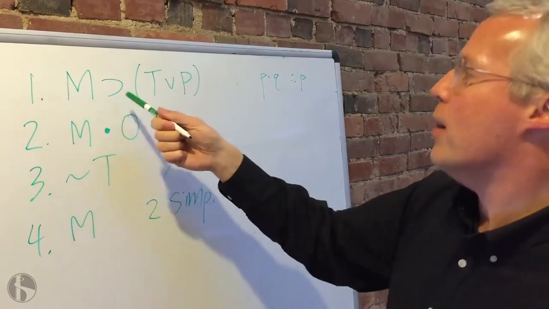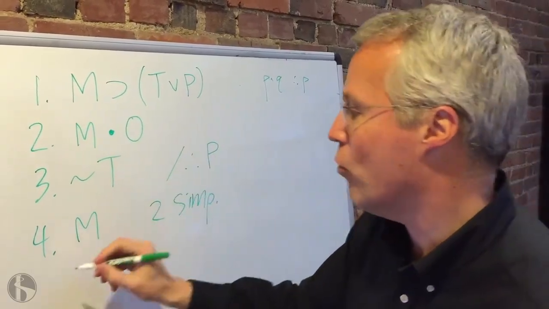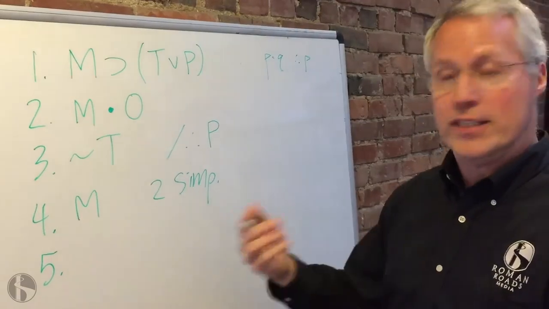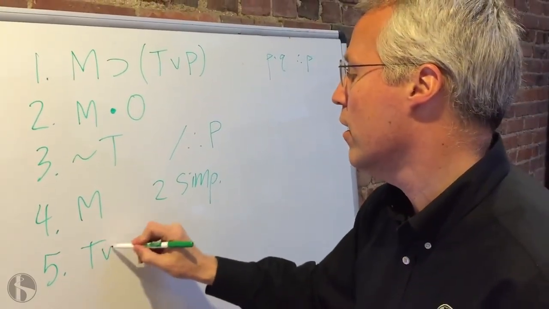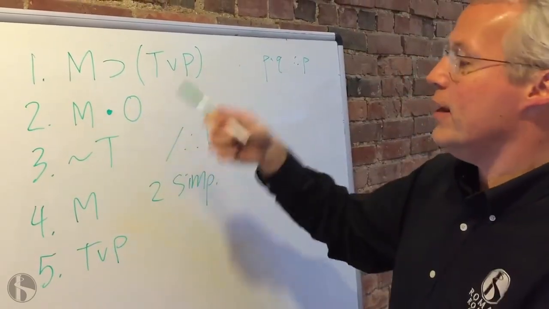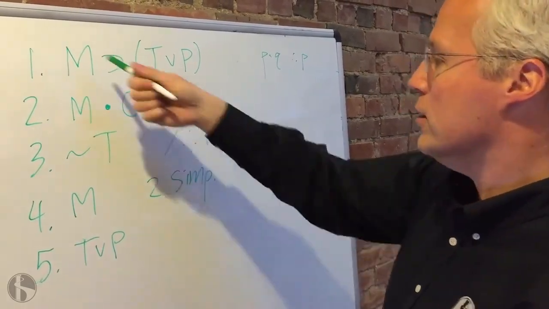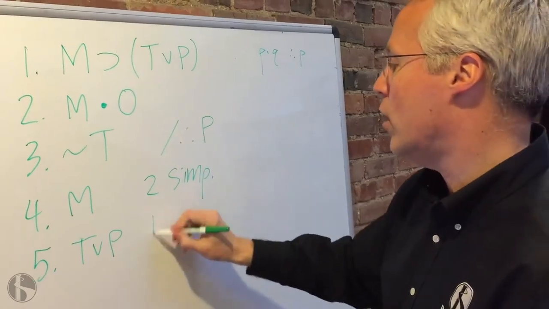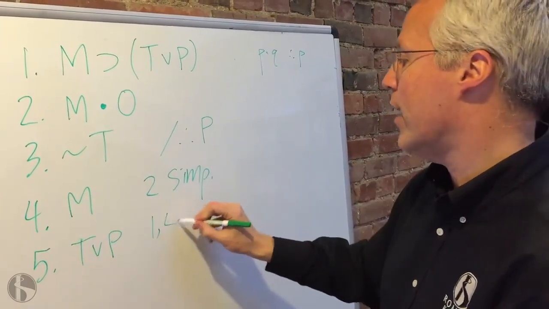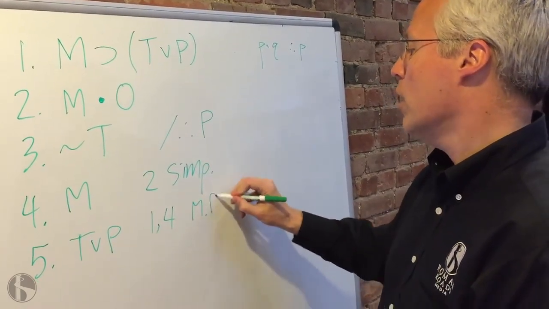Now I have if M, then T or P, M, therefore, and you should recognize T or P as the conclusion. If M, then T or P, M, therefore T or P. Well, what rule is that? That's the rule of modus ponens. And I did a modus ponens on premise 1 and premise 4 in that order. So I write 1, 4, modus ponens.